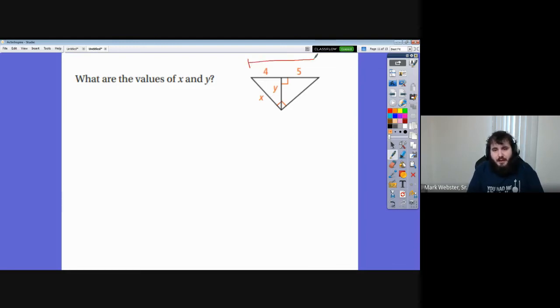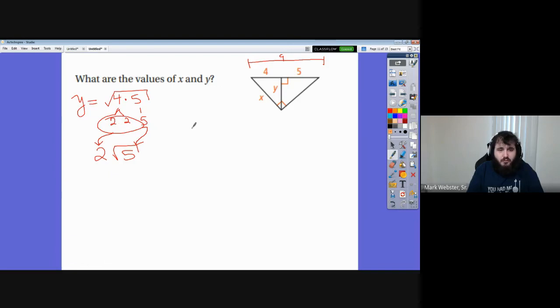So maybe it helps to first label the whole thing up here too. Let's find the altitude first. Well, we can break down the 4. We can't break down this 5, so it's just going to be there. Here's our only perfect square thing, so we're going to end up with 2 radical 5. Remember, the thing that stays by itself stays in the radical. The perfect squares come out. And then now we can do the other one.